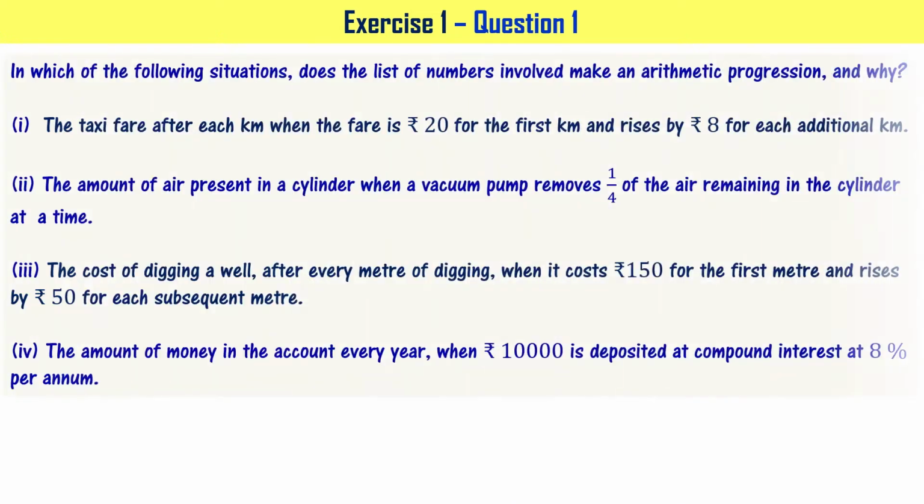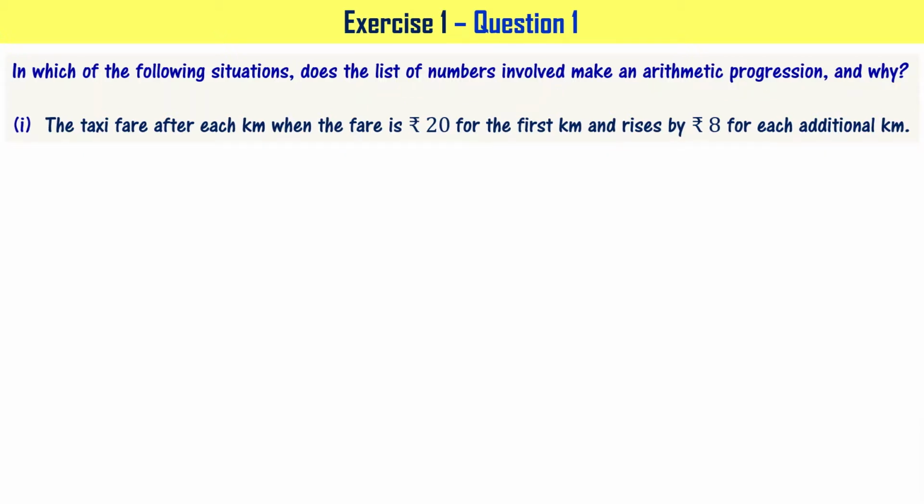Question number 1 is, in which of the following situations does the list of numbers involved make an arithmetic progression and why? We are given total 4 situations, right? So for each of the situations, first we have to write the list of numbers involved. Once you have the list of numbers, then you figure out whether that list makes an arithmetic progression or not, right? To begin with, let's start with the first situation.